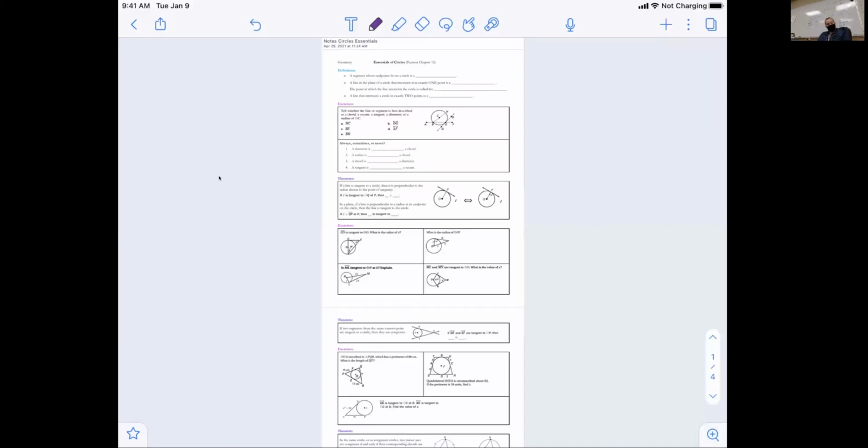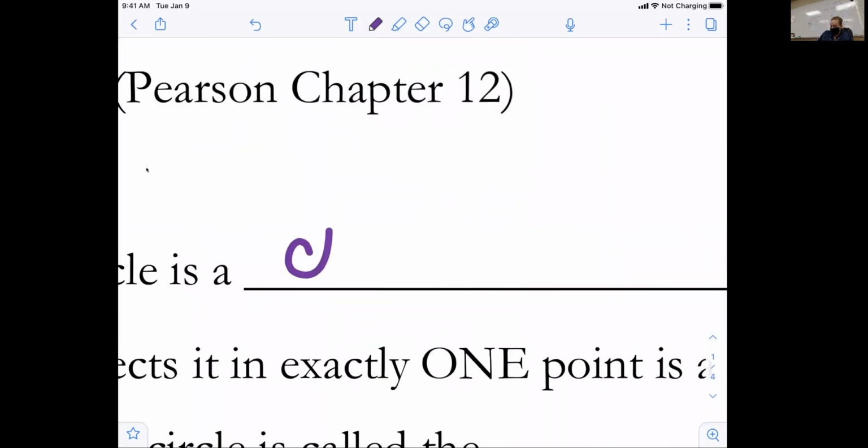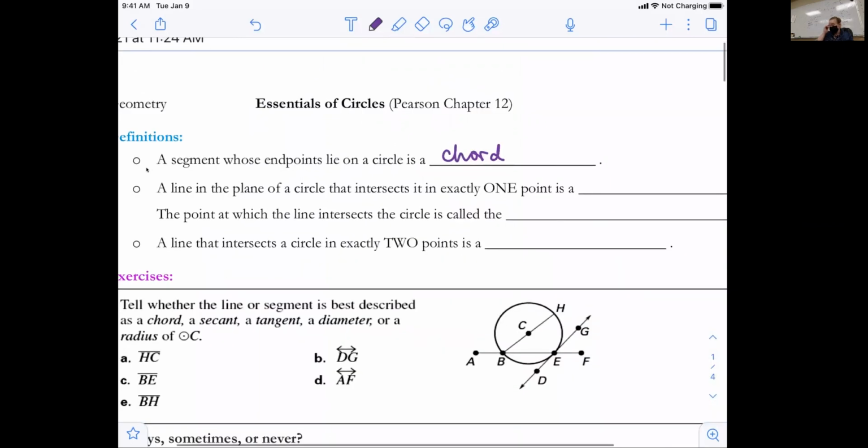Okay, so again, we're in chapter 12. I'm just doing like the SparkNotes version. And we're starting with the definitions at the beginning, vocab. Some of these you already know. So the first one, a segment whose endpoints lie on a circle, that is a chord. So a chord is a segment whose endpoints lie on the circle.